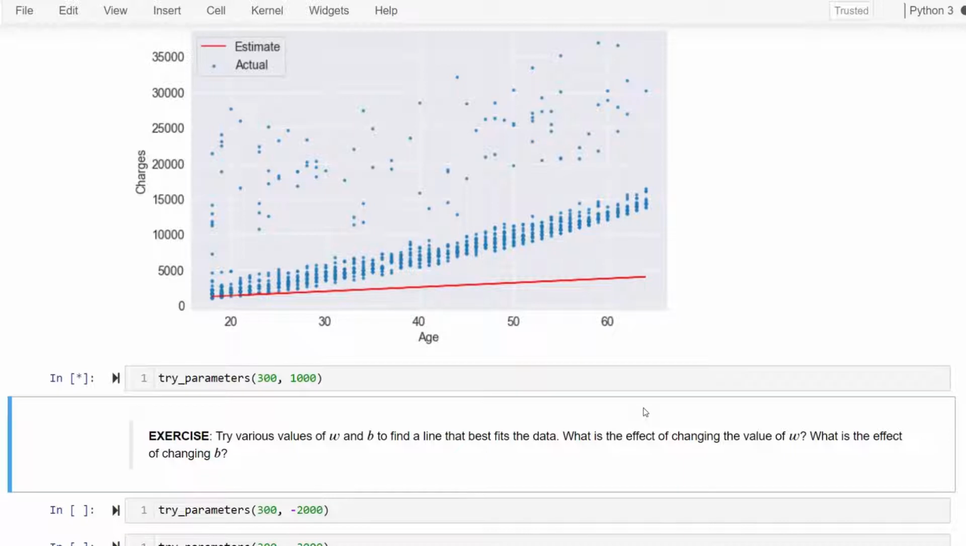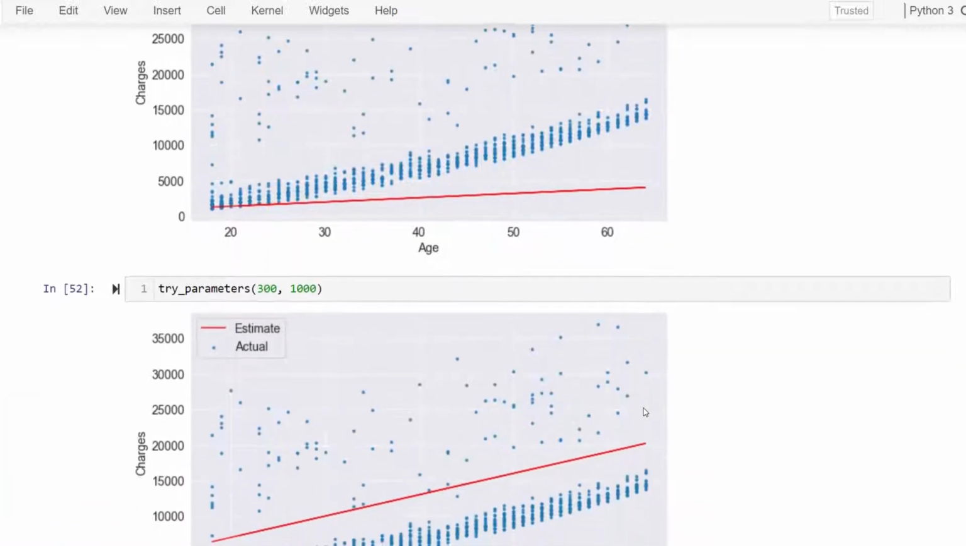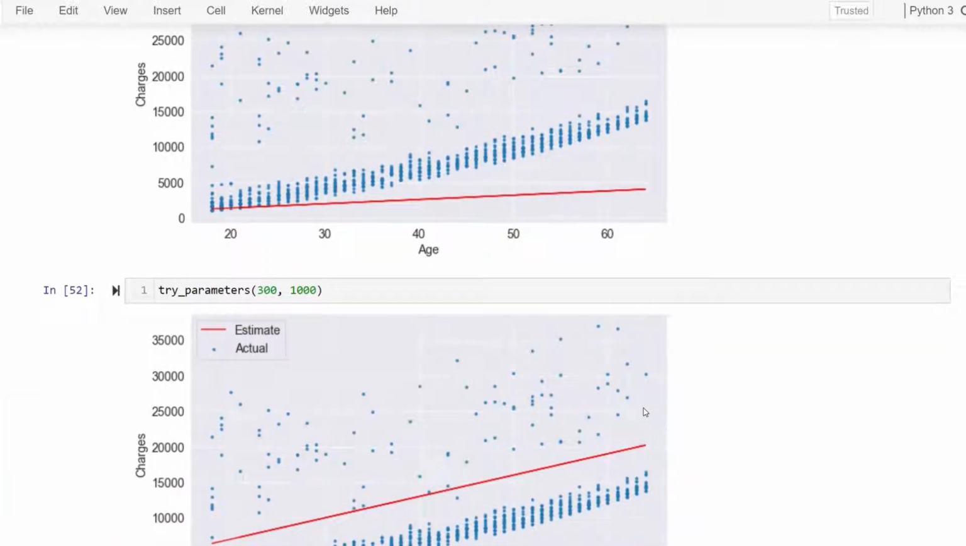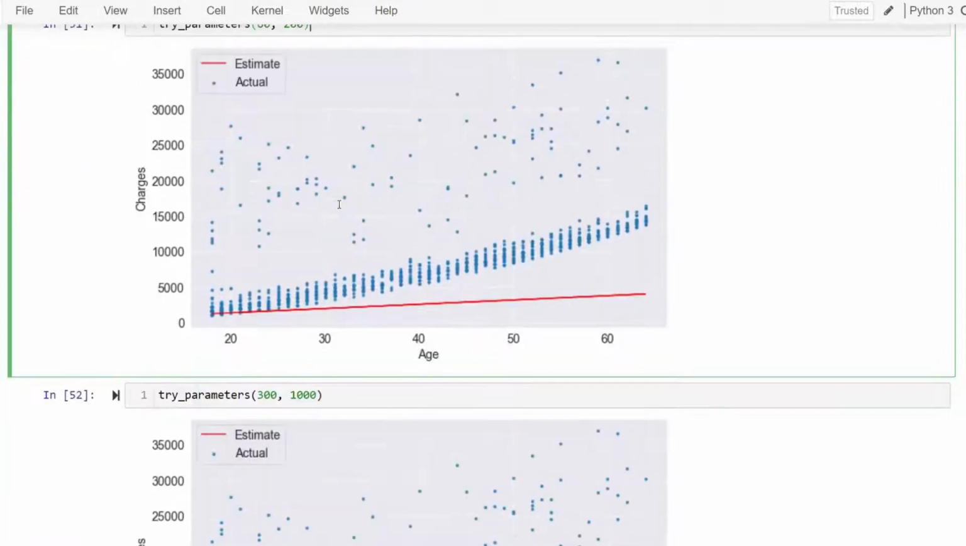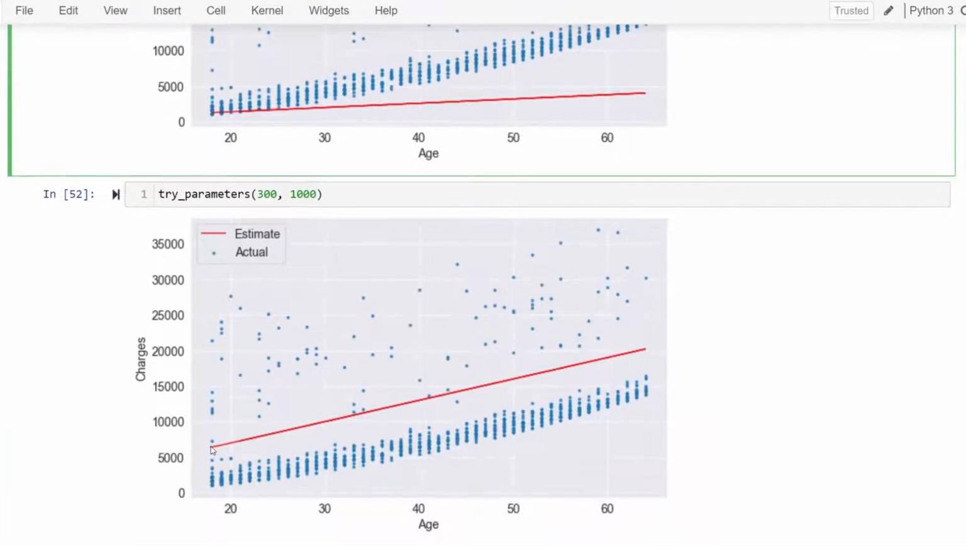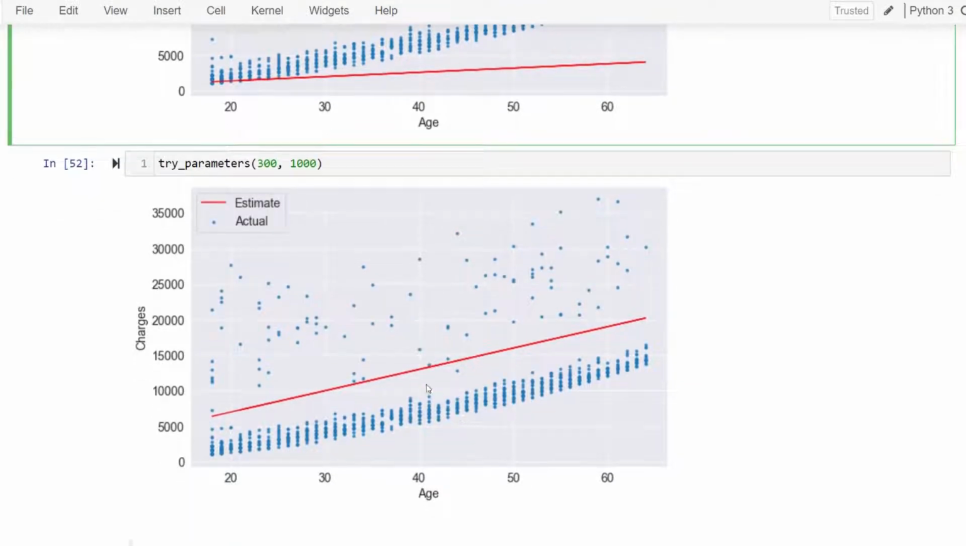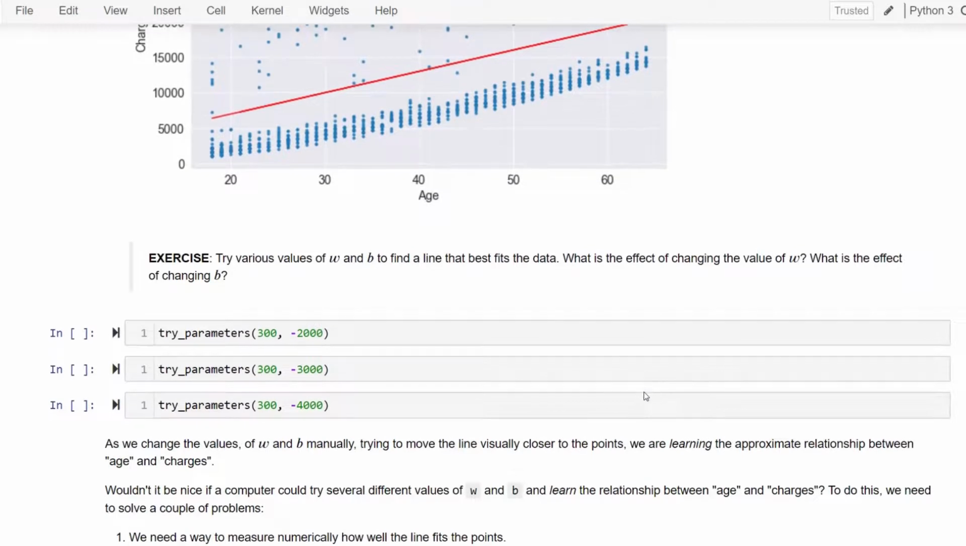Let me take the parameters as 300 comma 1000. As soon as I change the slope and intercept values, the estimated line changes. Our goal is to fit that estimated line to our actual data. See, if the red line is in the center of the actual data, we can predict the values with perfect accuracy.